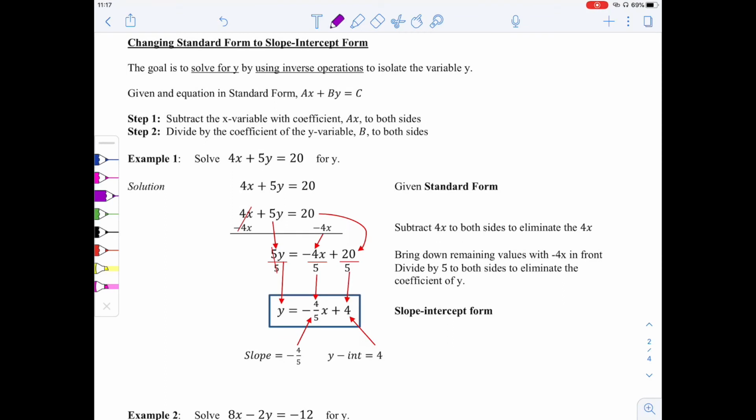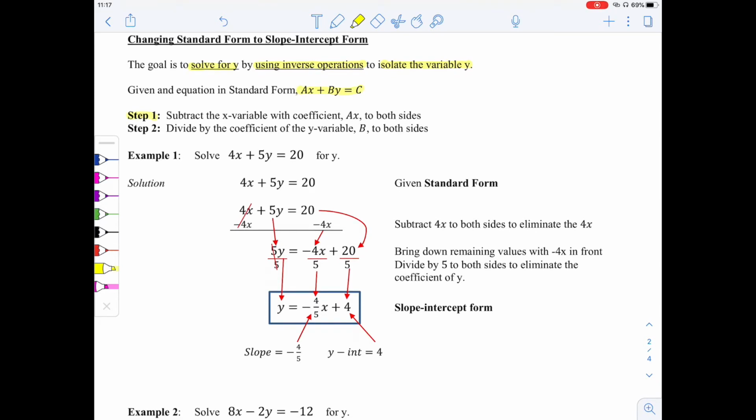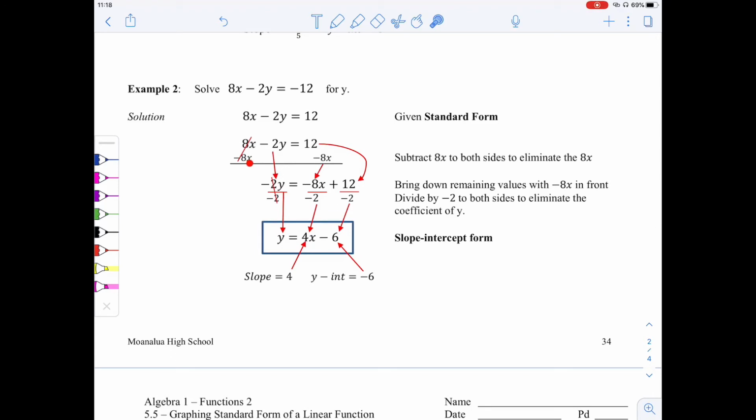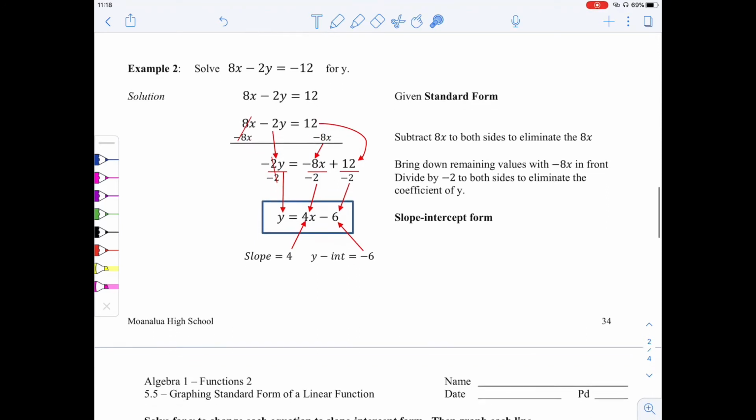Okay, in order to change standard form to slope-intercept form, solve for y by using inverse operations to isolate the variable y. That's the whole goal. So given our standard form, step 1, subtract the x term with its coefficient from both sides and then divide by the coefficient of the y variable. So follow your steps right there. We subtract 4x, divide by the coefficient. Next example, subtract 8x, divide by the coefficient left over. And that's it.